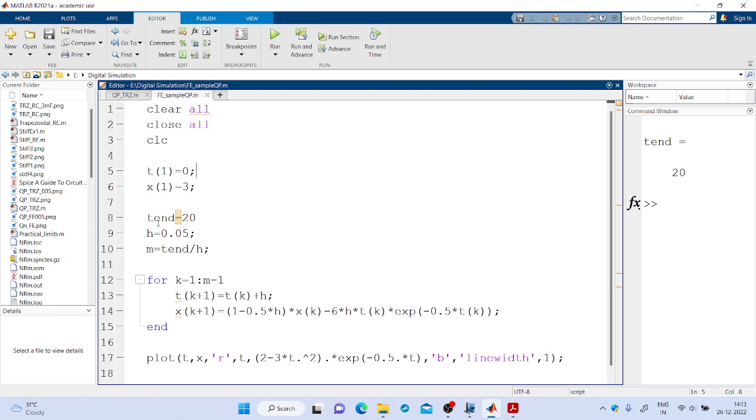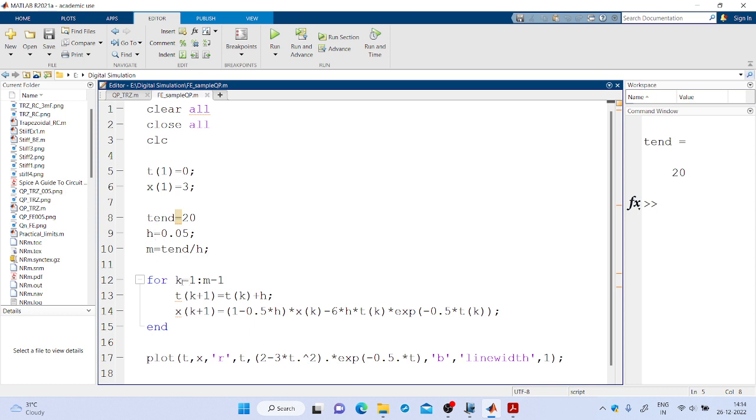Then we need to simulate the system, solve the system up to t equal to 20. So t end is taken as 20, and the step size we can use either 0.01 or 0.05. Here I have entered 0.05. Then how many number of steps are there? That is time span divided by step size, t end by h. That value is equal to m.